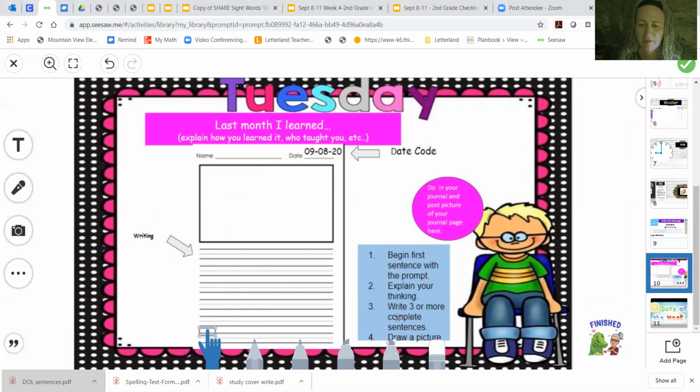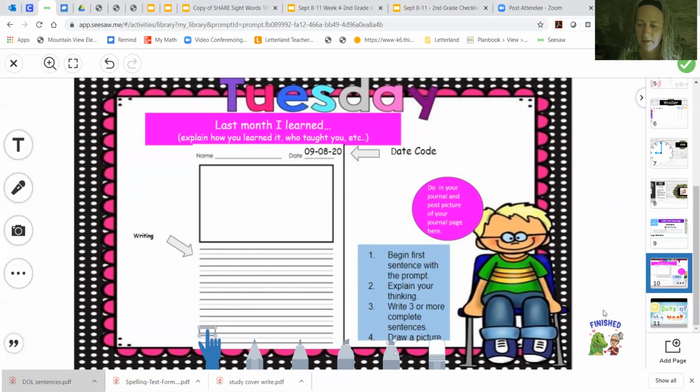Now you need to write 3 or more complete sentences. So I need to see 3 or more complete sentences down here, and then you can draw a picture, and then take a picture, a photo, and put it on here. You can make it be big and cover this page, because I already know what's on this page. I want to be able to see your writing, so make it fill this whole page up.